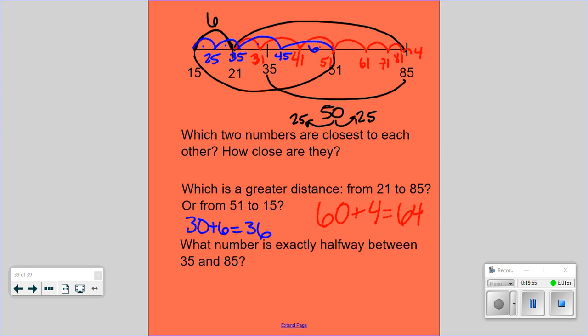That means I'm going to put my pretend middle. There's 25 numbers between 35 and this number. There's 25 numbers between 85 and that number. What is the mystery number? You're either going to need to go 35 plus 25 more to get there, or start at 85 and go 25 backwards.